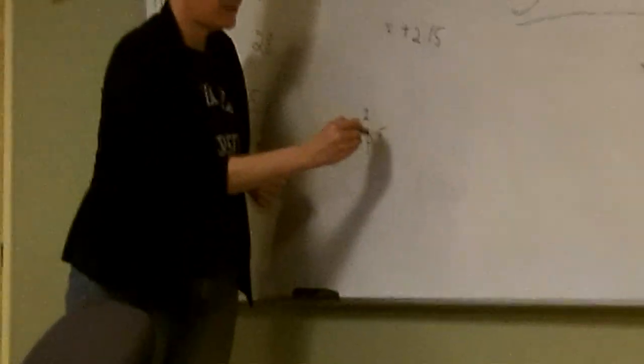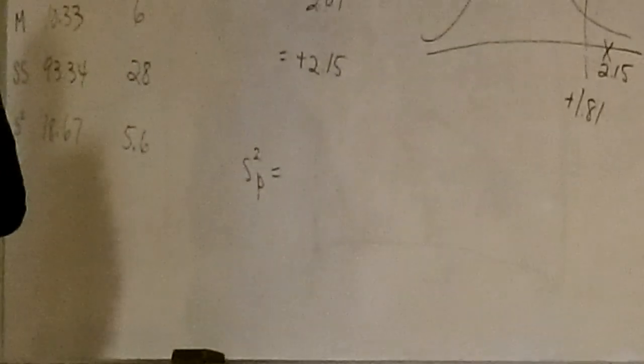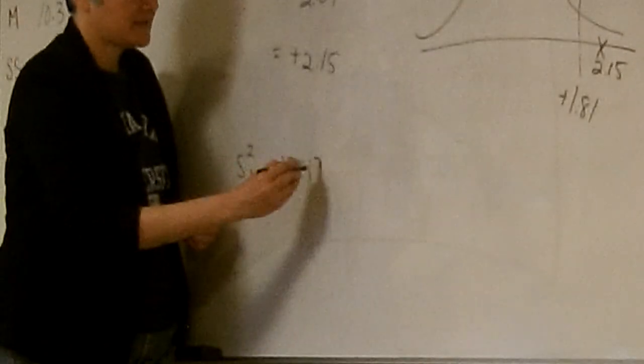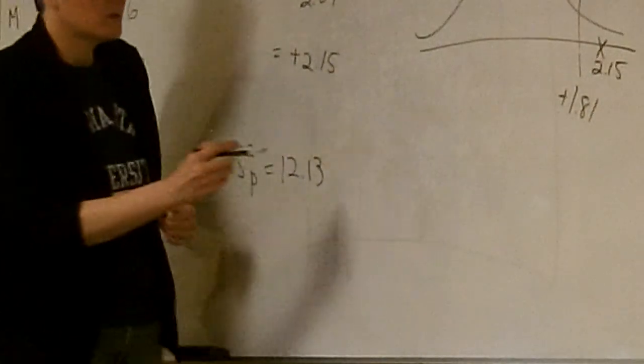What was our pooled sample variance again? 12.13 or something like that? I can't believe I have brain cells dedicated to that number. So if I want to calculate this value, I'm going to take the square root of that.